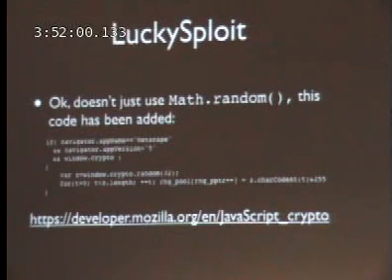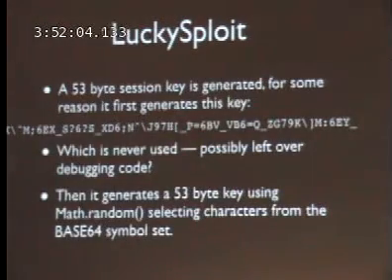It may just be based on a later version because it has this function in it. So the first thing Lucky Sploit does is generate a 53-byte session key, which is always this value, and then it throws it away. I don't know why it does that. It's probably leftover debugging code or something. And then it actually generates a real, random 53-byte value.